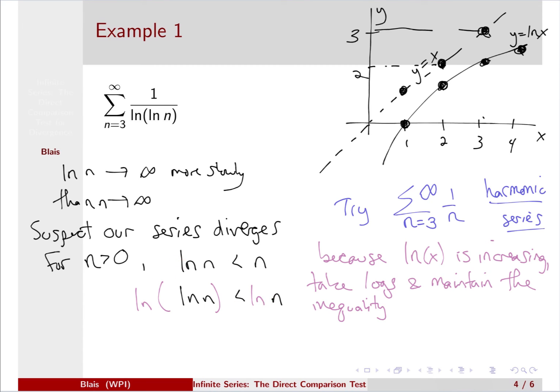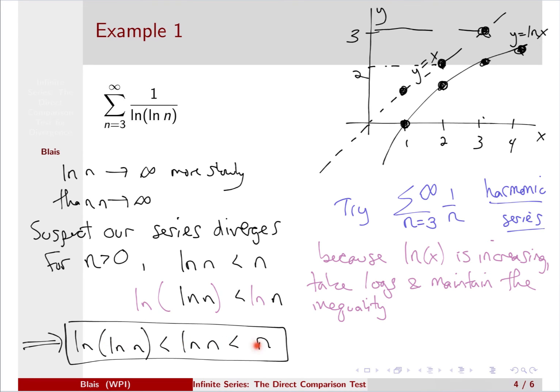But notice now we can string these together. This tells us the natural log of the natural log of n is less than the natural log of n. That's this inequality. But the natural log of n, go up here, is smaller than n. So now, with these inequalities, we can now realize that we don't care about the middle. What we care about is that the natural log of the natural log of n is less than n.